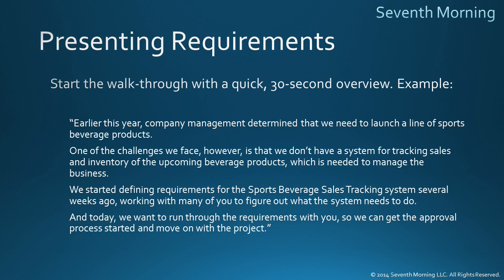Just to highlight a few things from the intro I just provided, there was a reason behind the structure here. First, we have the background, and that's the first little paragraph that you see on the screen. Earlier this year, company management determined, etc. It's just a single sentence, but it sets us up to talk about what the problem was that the project will solve. After that, we have the problem statement itself. One of the challenges we face, however, is we don't have a system.